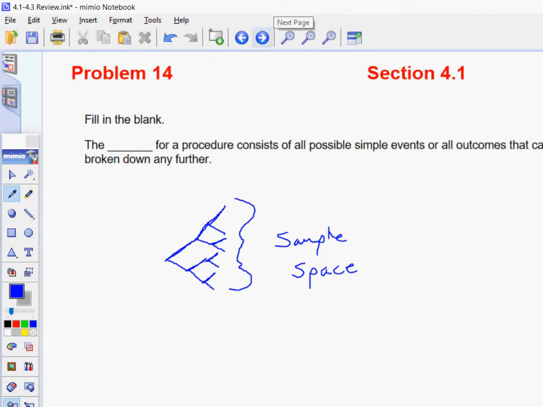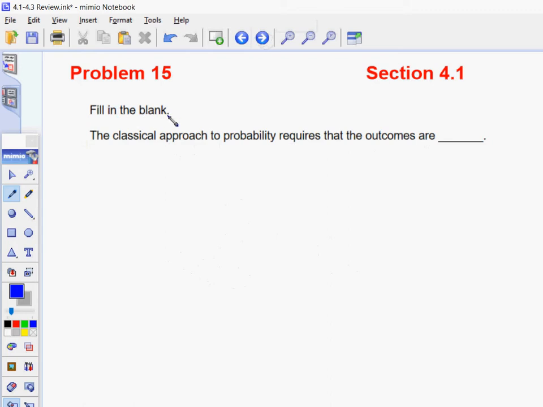Okay. Next question. Fill in the blank. The classical approach to probability requires that the outcomes are... there's 3 different types of approaches to probability that we talk about in class. One is relative frequency. We just take a look: how often did it happen in the past? How likely is it that a male senior in high school gets into an accident with a specific type of car and causes $5,000 worth of damage? I just take a look at how often it has happened in the past. That's how often I expect it to happen in the future. That's relative frequency, the relative frequency approach to probability.